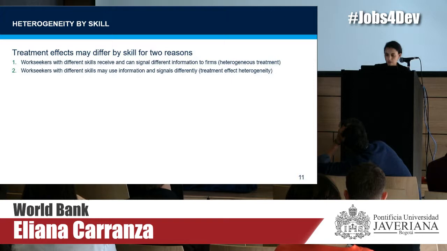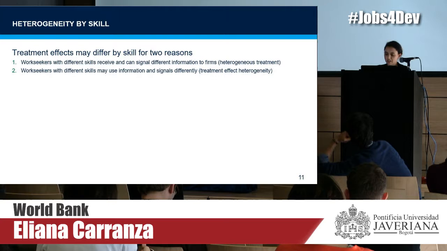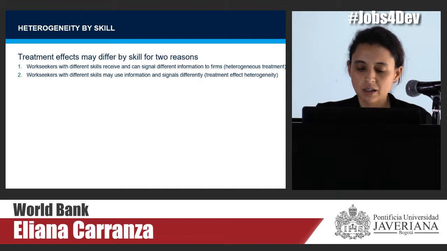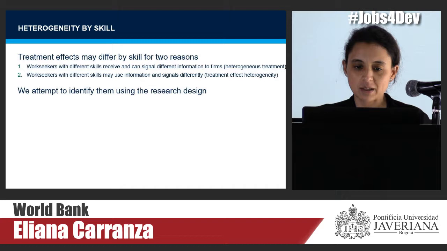There are two reasons why we believe the effects may differ by skills. A first explanation is that work seekers with different skills receive and are able to signal different information to firms, or that they will use information as signals in a different way. So our design allows us to try to identify what is going on.